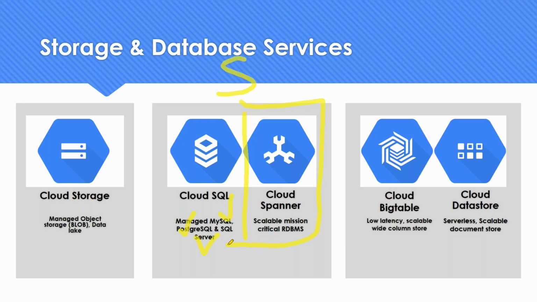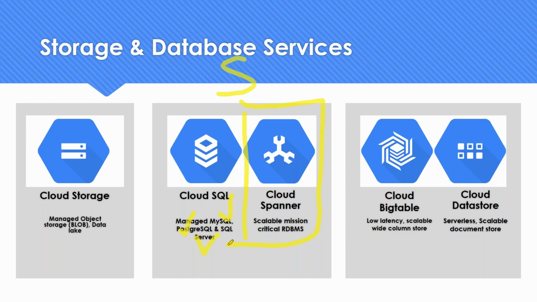But if you use Spanner, tomorrow you don't like GCP or there's a business decision you want to move out of GCP, Spanner is a native product. So you cannot easily move it. So you have to do some migration there. So two product offerings for structured data.